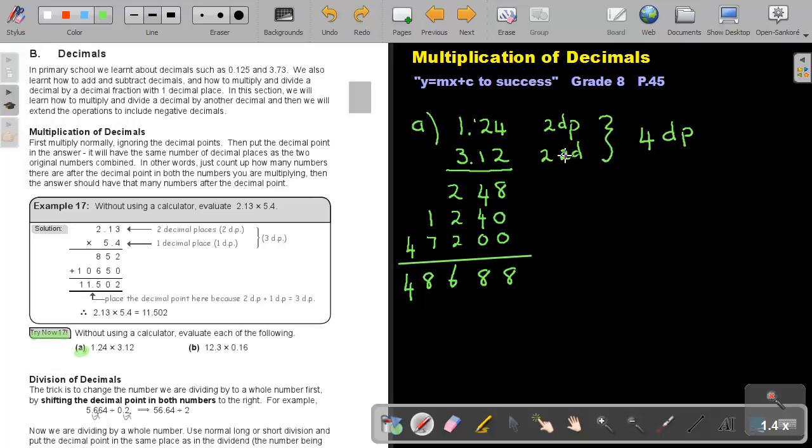It was 2 decimal points, so it's actually 4. 1, 2, 3, 4. So my final answer will be 4.8688.